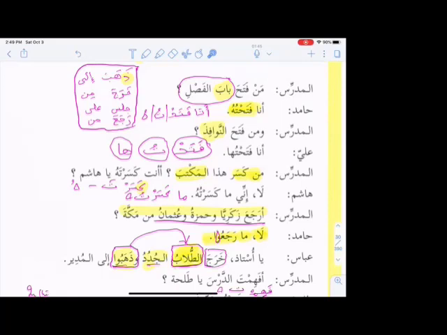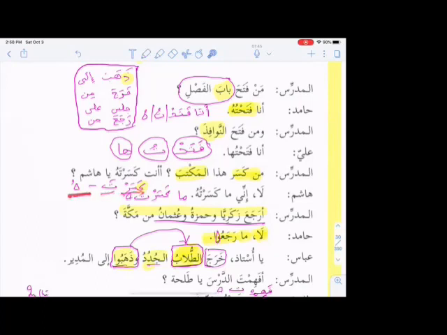Now, my brothers and sisters, another question. Al-Mudarris, man kasara hazal maktaba? Who broke this desk? Then he's asking, Anta kasartahu? Ya Hashim, kasar tu who? Okay, let me put it properly. I'm breaking it down. I wrote it down here also. Kasar tu who?